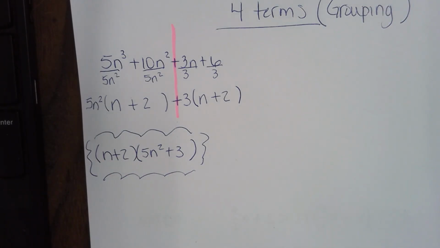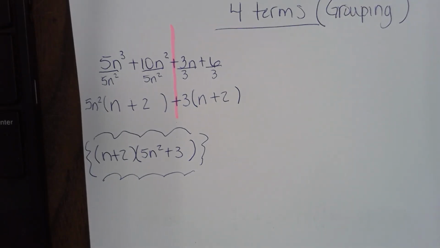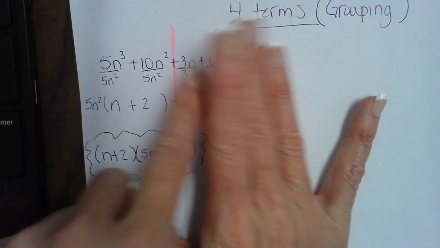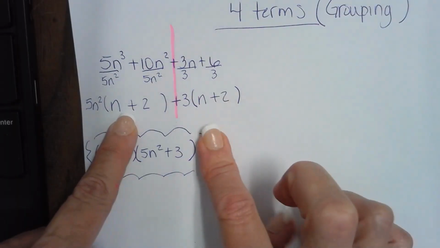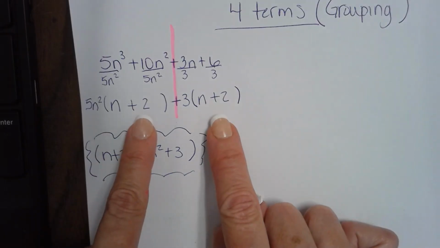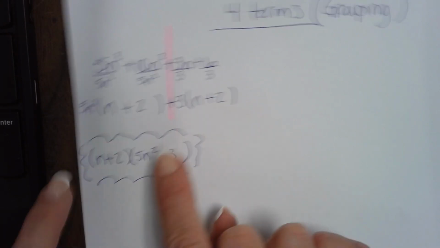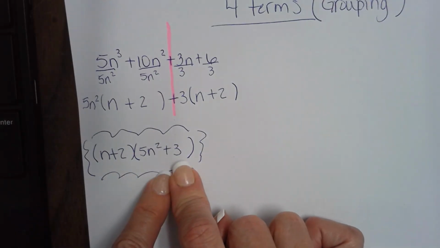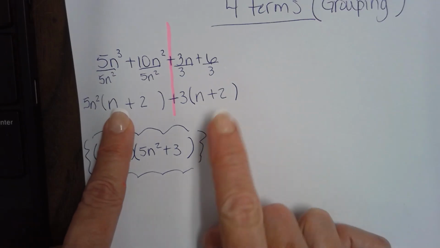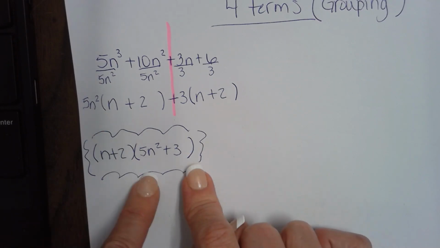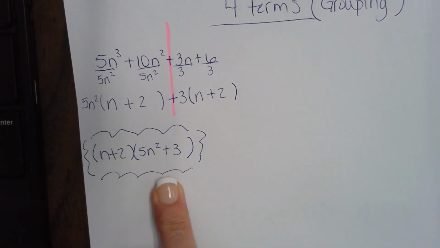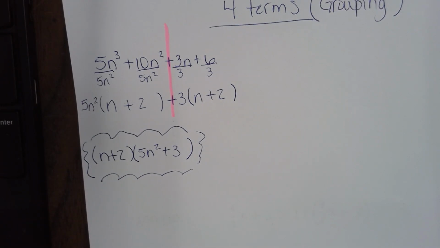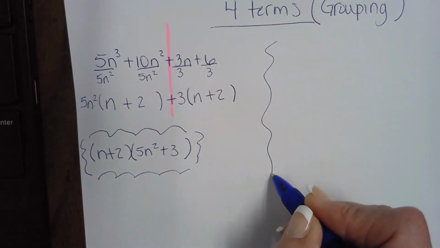So that's how you factor by grouping. So let me say again what I did. I grouped 2 and 2. I factored by the greatest common factor method. Then I factored the last two by the greatest common factor method. Then I had a common factor. So I pulled out the common factor, and what was remaining was my other factor. The common factor was n plus 2. I pulled it out, and I have 5n squared plus 3 left. Okay? All right, so I'm going to leave that there, and I'm going to let you guys try one.